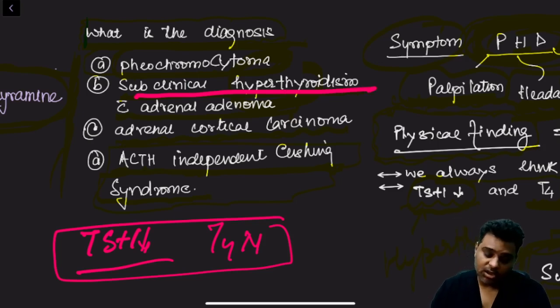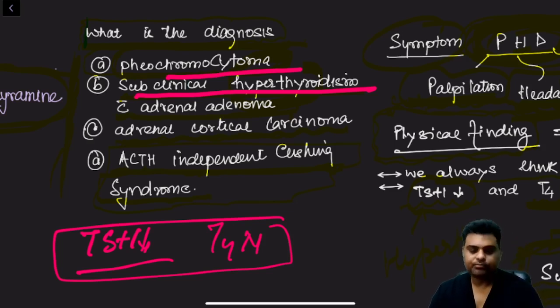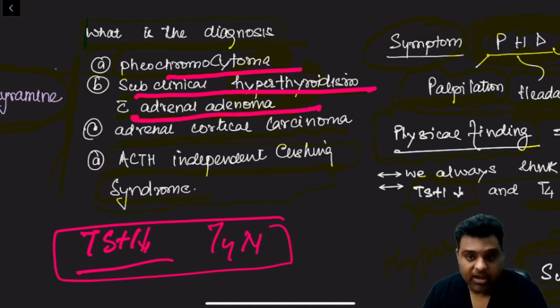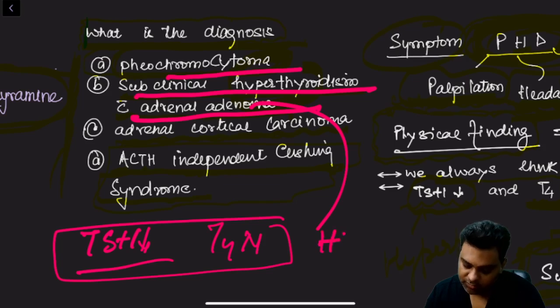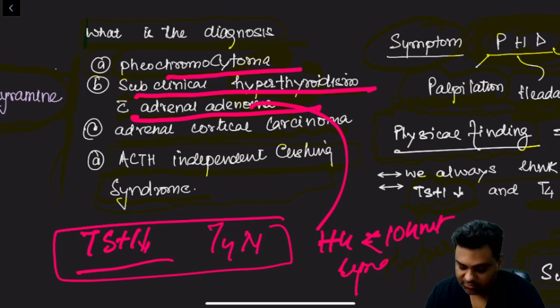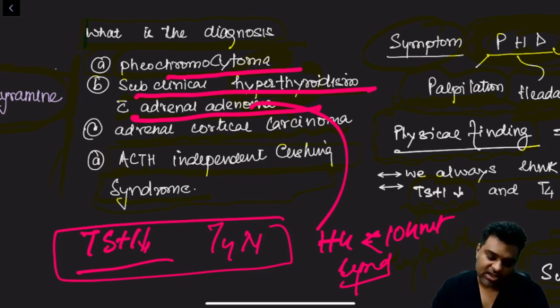But why is it not a pheochromocytoma? Now, it is adrenal adenoma. Why? Because the Hounsfield unit is less than 10 units. So that means lipid content is very high, and in the adrenal adenoma, lipid content is very high. It appears dark. So the answer will be B.